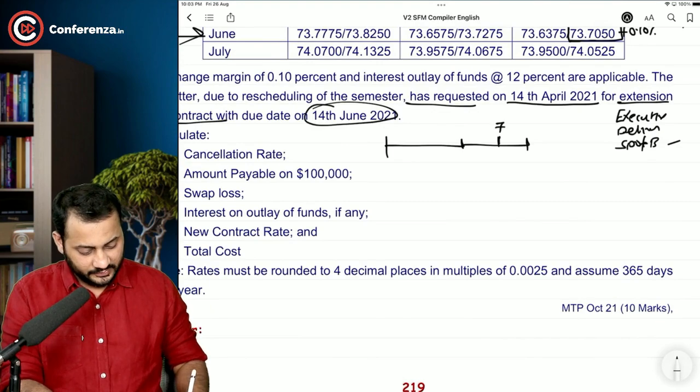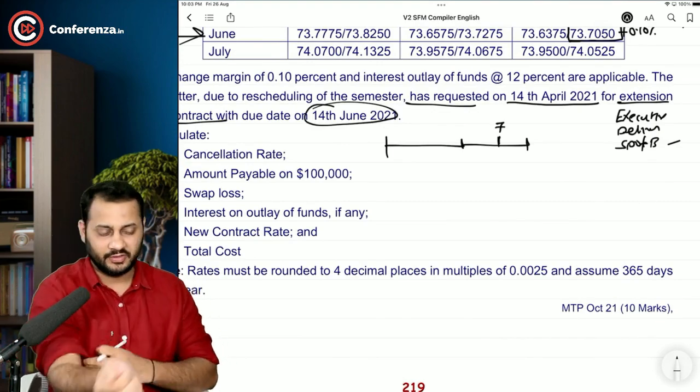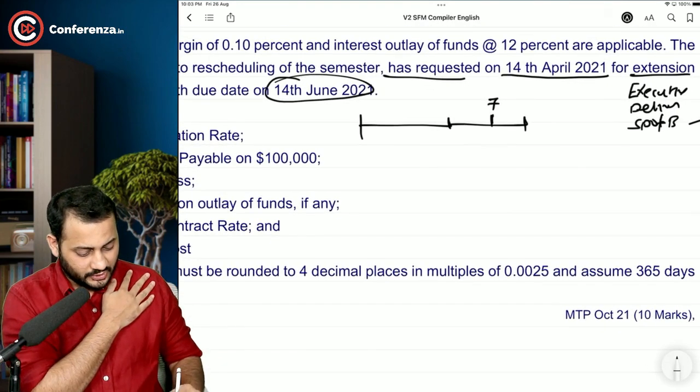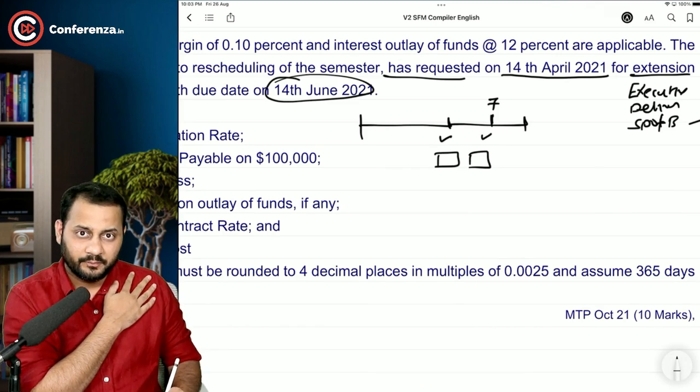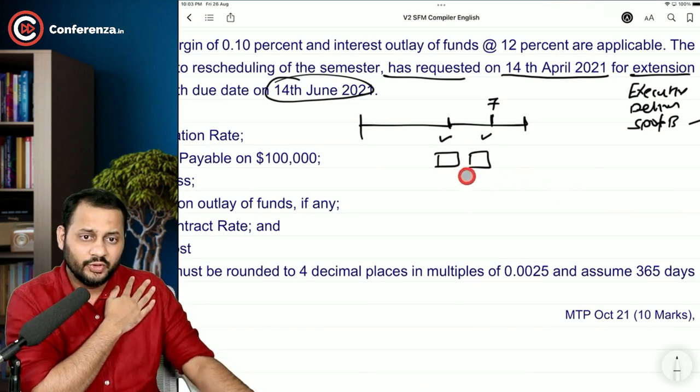This is 7th April. Closest rate we are going to take. Okay. So the cover rate will be here. Customer's rate will be here. And the two new rates will be taken. Now why are these two new rates taken?